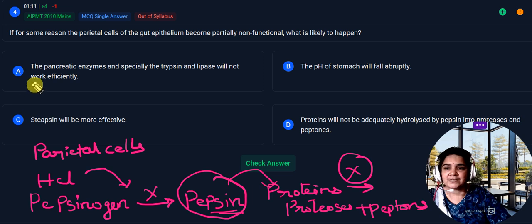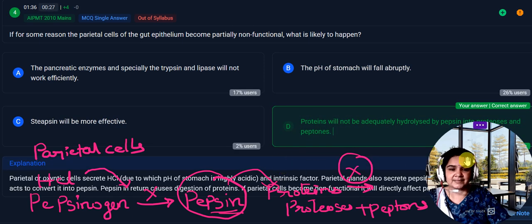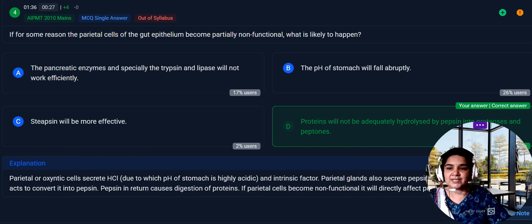So let us see the options. What are the options they have given? The pancreatic enzymes, especially the trypsin and lipase, will not work efficiently. The pH of the stomach will fall abruptly. Pepsin will be more effective. Then what is the next option? Proteins will not be adequately hydrolyzed by the pepsin into proteoses and peptones. So this is our answer. Yes. So now let us proceed to the next question.